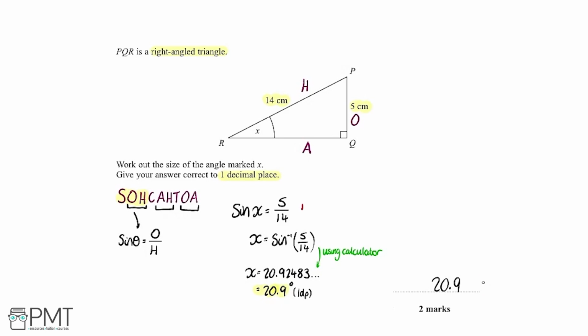And for this question, we get 1 mark up here for working out that sine x equals 5 over 14, and we get the second mark for getting the correct answer of 20.9 degrees.